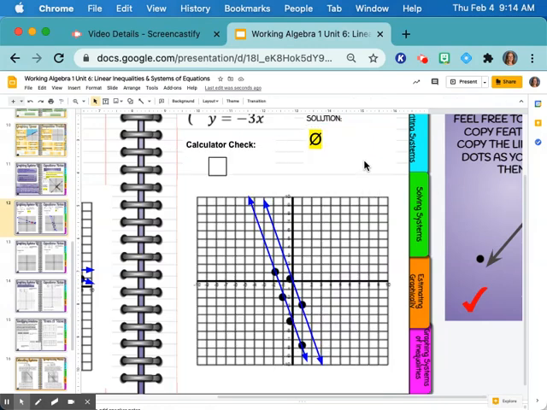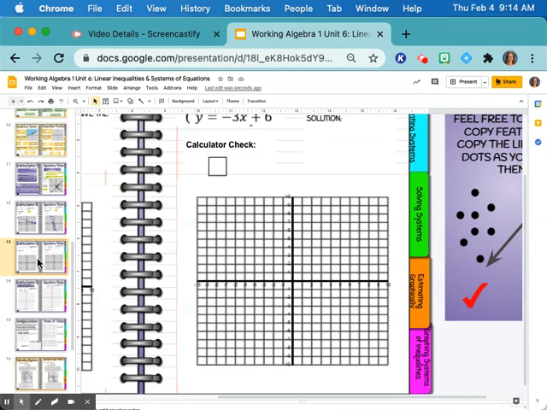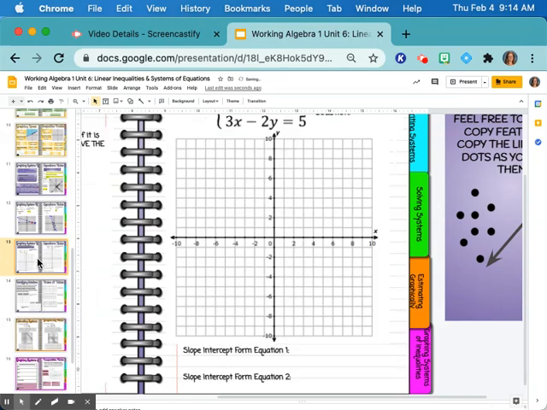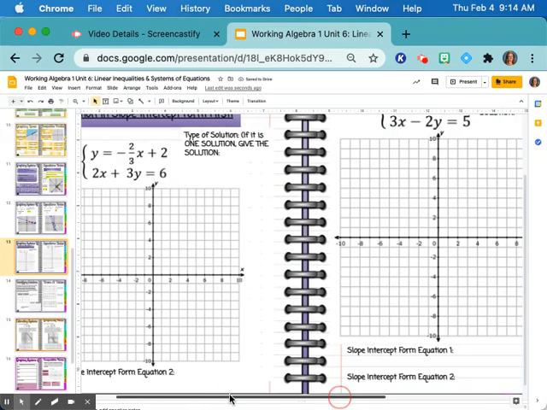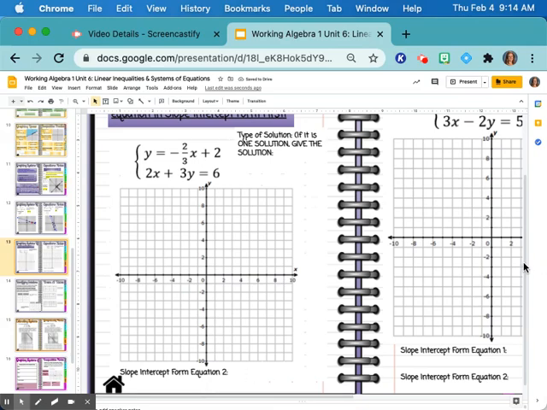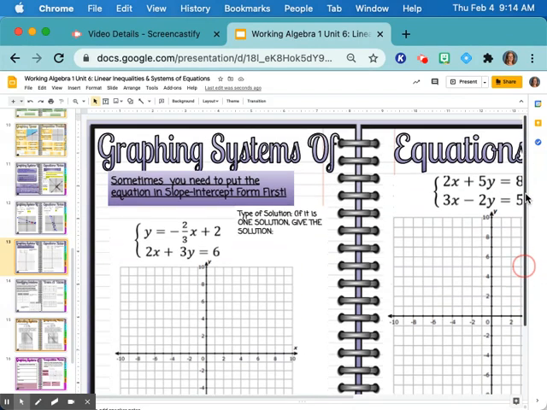All right, the next slide, slide 13, we are actually not going to do that one. So we're going to hit delete on slide 13. We're just going to delete it. Now we're on a new slide 13, which is this one. So check yours compared to mine. y equals negative 2 over 3x plus 2, and then 2x plus 3y equals 6.